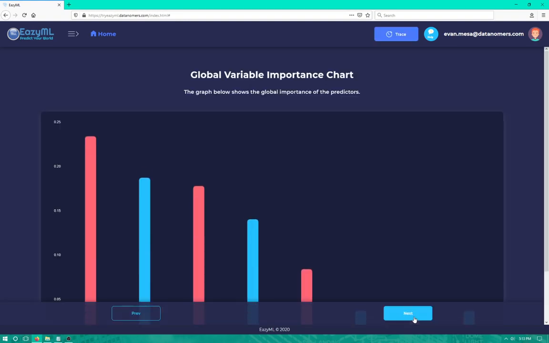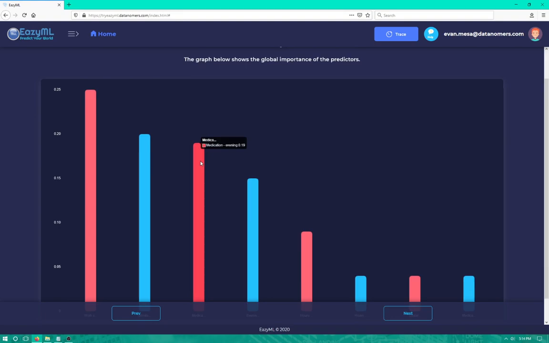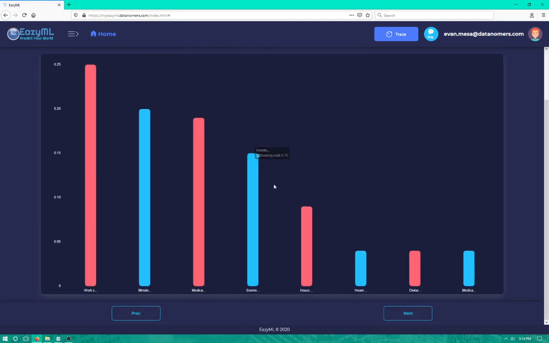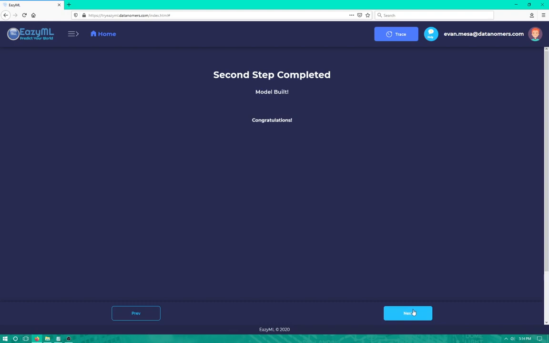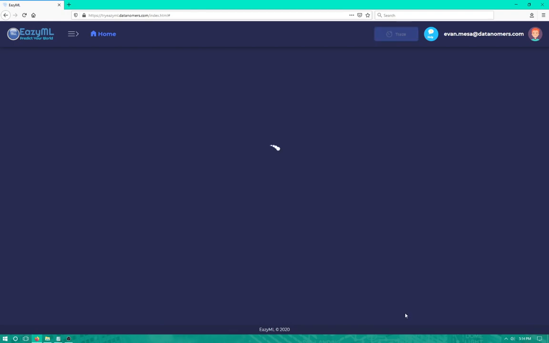So here is the ranking of the variable importance to the blood pressure. And here we see work stress level is the most important, followed by the minutes of aerobic exercise, the medication, and whether you take a walk or not. So this shows the nice ranking of all the variables. It also asks whether these predictors are influential. We'll say yes. And the model is built.